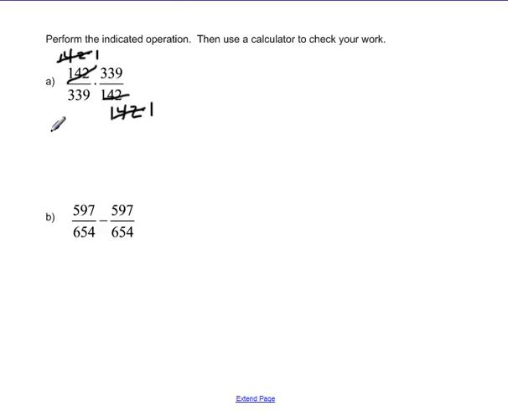And then if we take a look at the 339s, well, 339 is just 339 times 1, and 339 times 1 up here. And sure enough, the 339s are going to cancel out. And notice that everything has canceled out except the 1s. 1 times 1 is 1 in the numerator, 1 times 1 is 1 in the denominator, and 1 over 1 just equals 1.